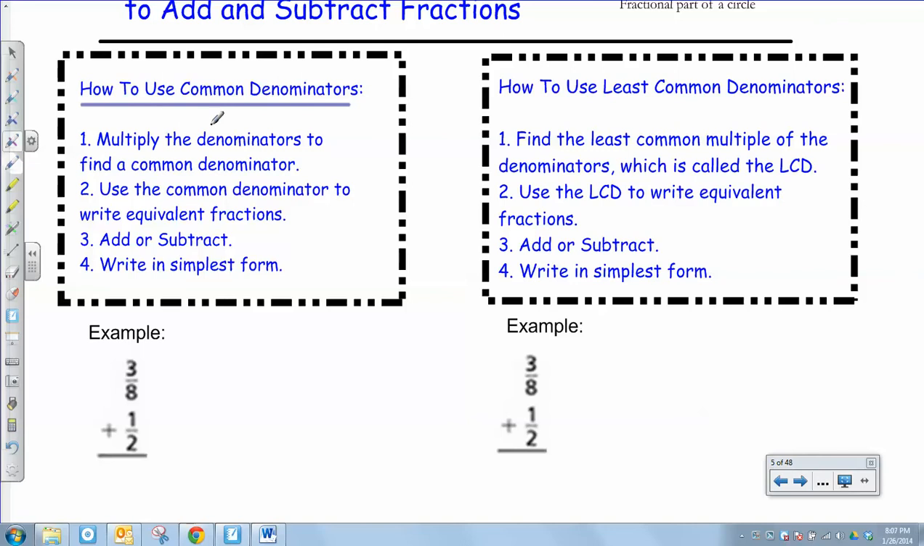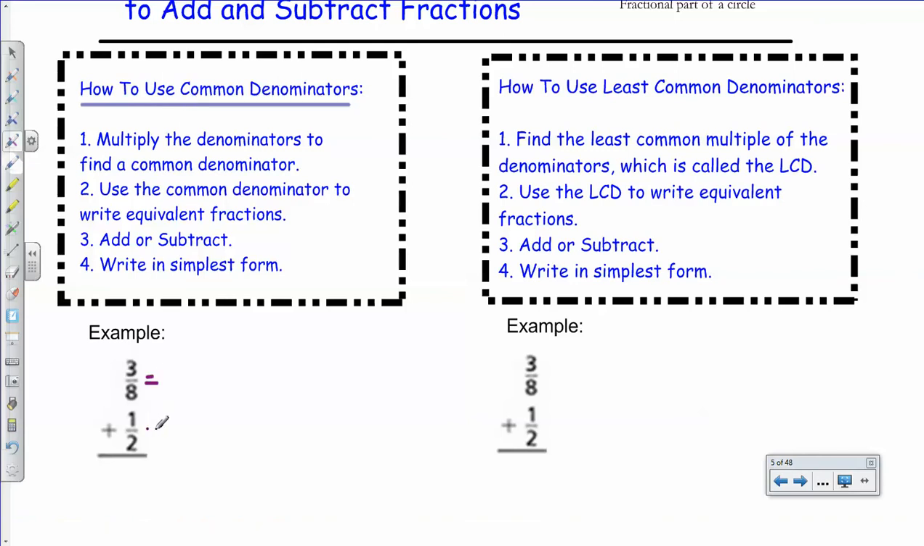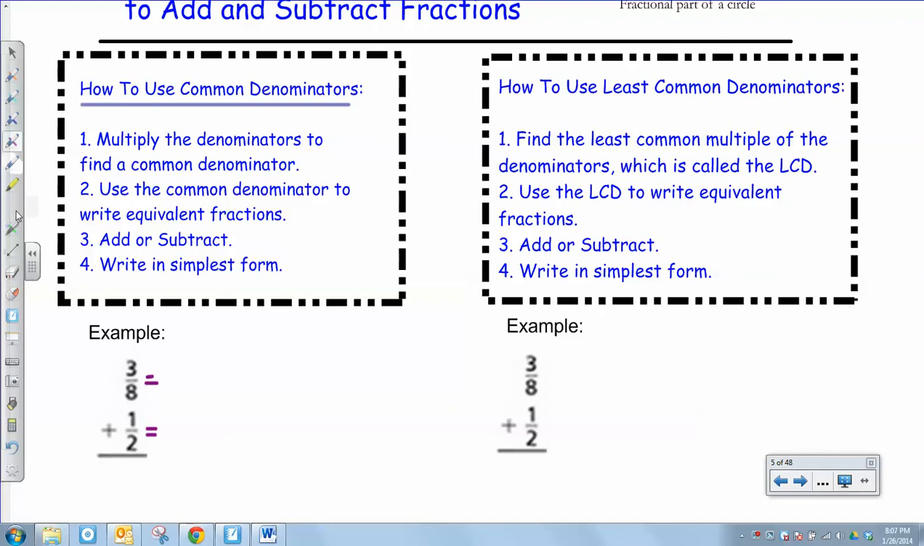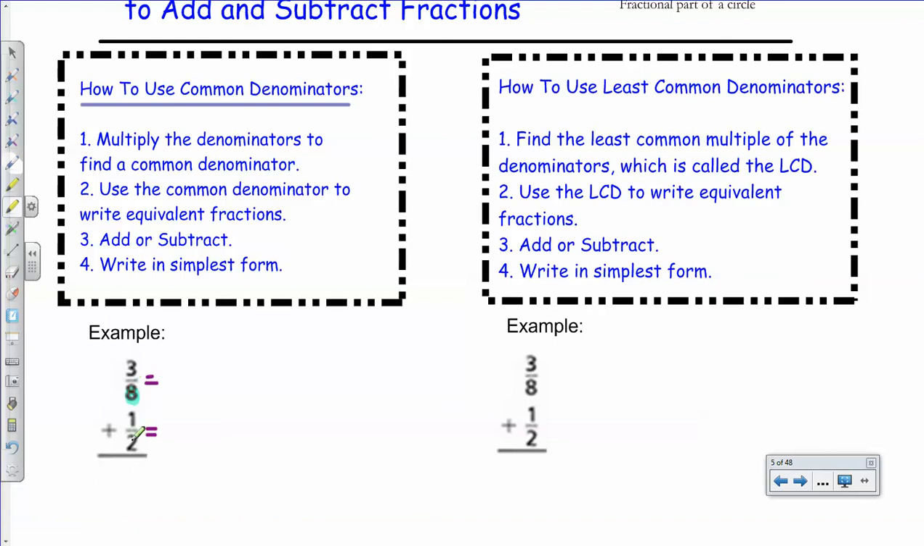So this is our second best option. So notice my denominators are not the same today. 8 and 2 are different. So it's like I'm comparing apples and oranges here, and I need to be comparing apples to apples. So how do I solve this problem? I find my least common denominator.